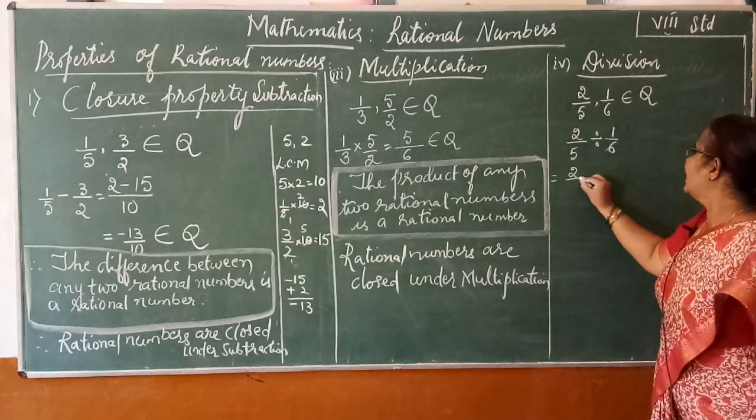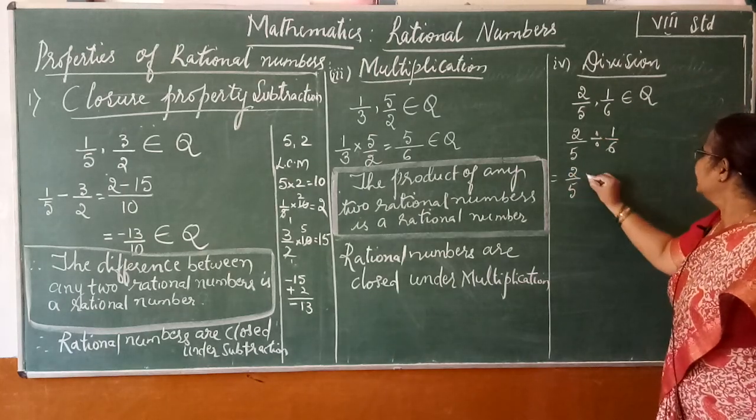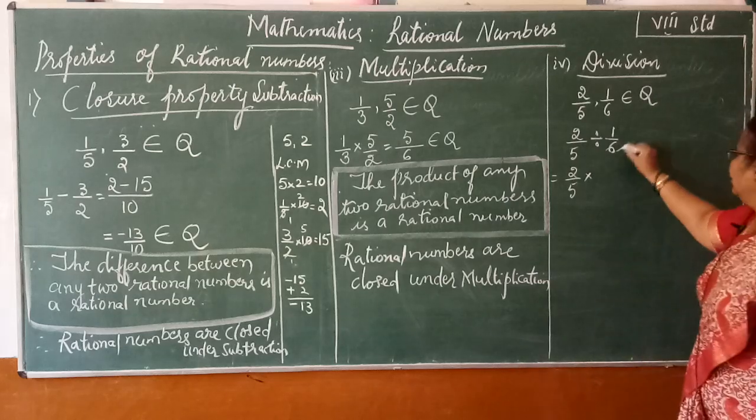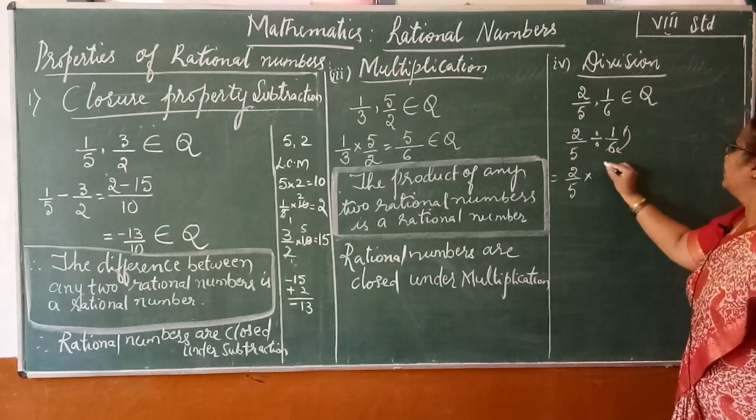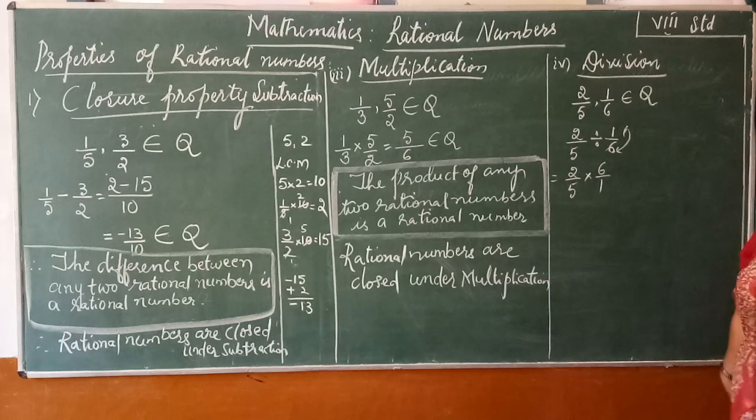So, 2 by 5 division changes to multiplication. We have to take the reciprocal. 1 by 6 changes to 6 by 1. This is the procedure of dividing any two rational numbers or any two fractions. How to divide? You have to convert the division into multiplication. As you do that, you have to take the reciprocal of the other one.